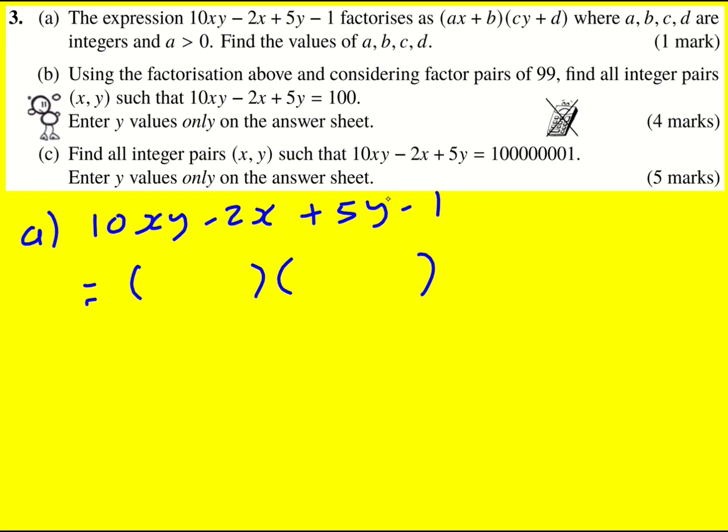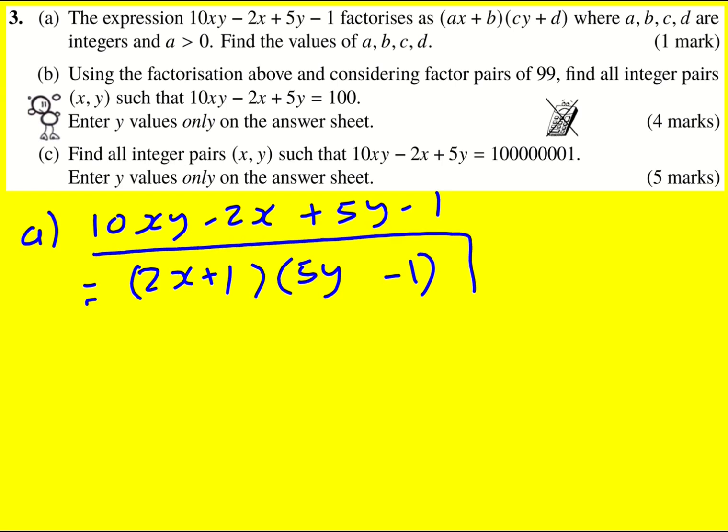And it must be, if we're going to get minus 1, that we're going to have a 1 and a minus 1 in there. And that sets the ball rolling, because now if I want a minus 2x, well, I think the only way I'm going to get that is if I put 2x here. That's going to give me minus 2x. This is a plus. And then if I want 5y, that's going to be 5y. And then if we times these two together, we do indeed get 10xy. So that's our factorization.